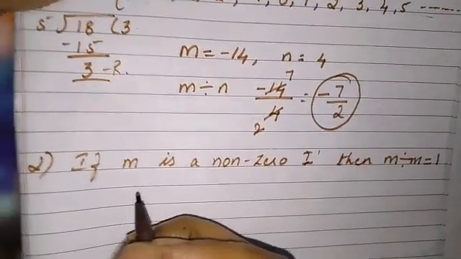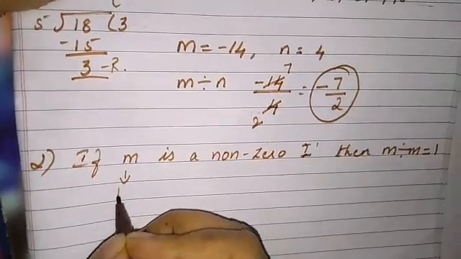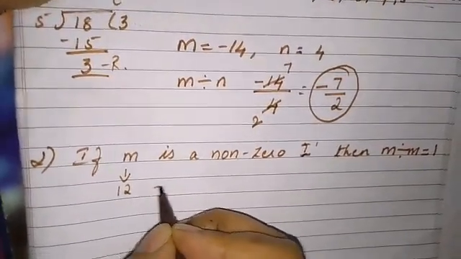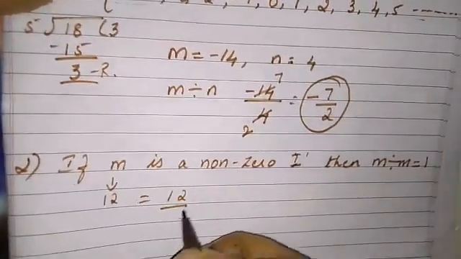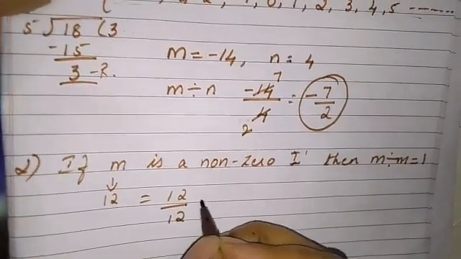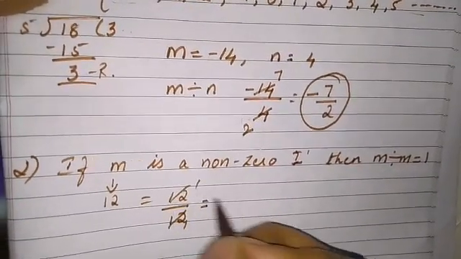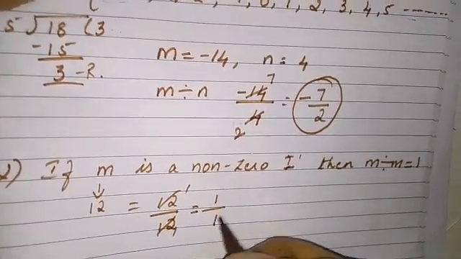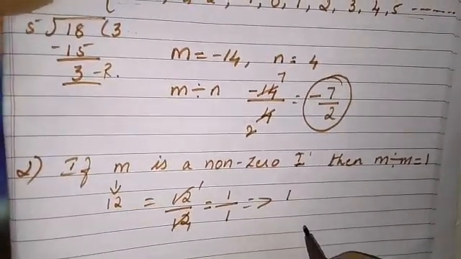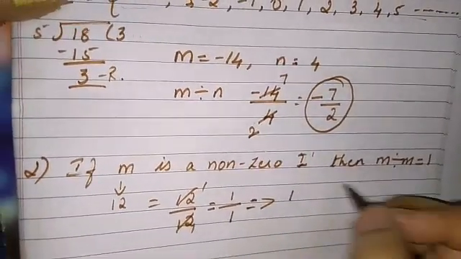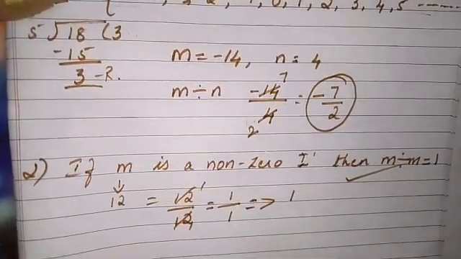with an example. So let us now take the value of m to be 12. Let's check now. 12 divided by 12: 12 ones are 12, that gives me 1 by 1. So 1 divided by 1 gives me 1. So that means this property has proved to be true.